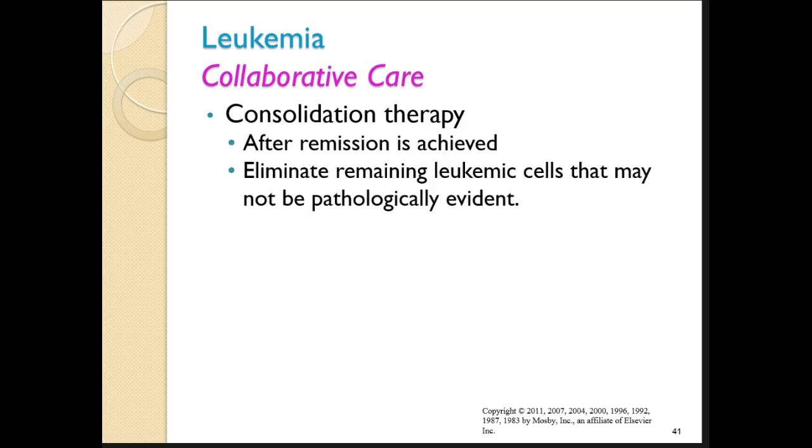is started after a remission is achieved. It may consist of 1 or 2 additional courses of the same drugs given during induction or involve high-dose therapy. The purpose of the consolidation therapy is to eliminate remaining leukemic cells that may not be clinically or pathologically evidenced.